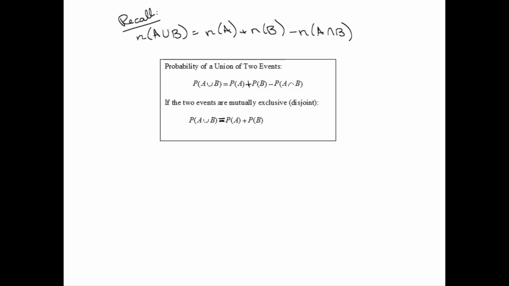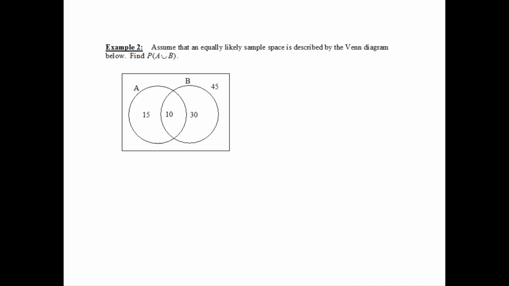Okay, let's suppose that we have a sample space described by a Venn diagram, and we're going to suppose that the sample space is equally likely. Drawing a Venn diagram like this is often very helpful in solving probability problems. So we want to figure out the probability of A union B. All we need to do is figure out where the union is. Where's our union? Everything in here and also here, right? That's our union.